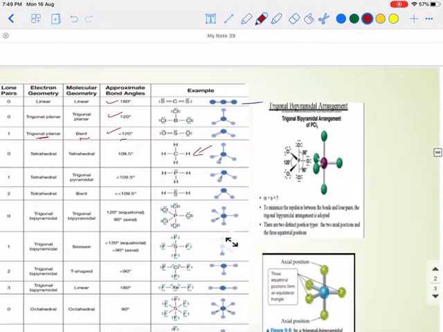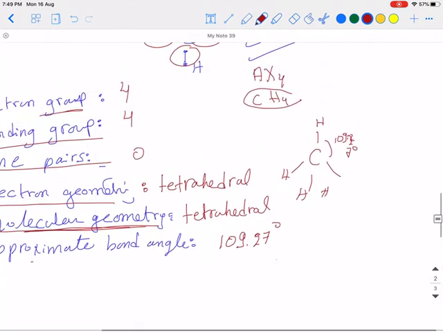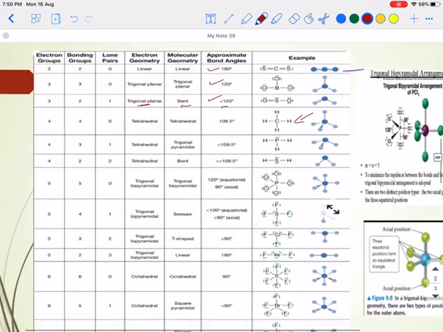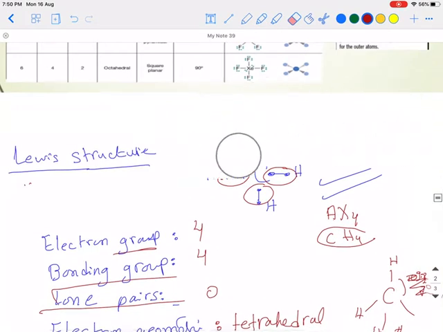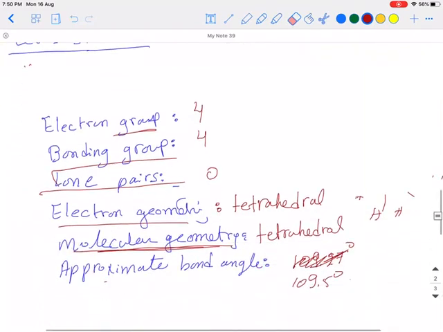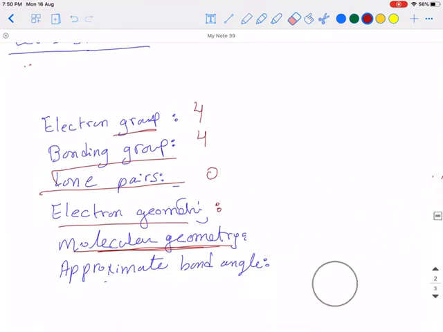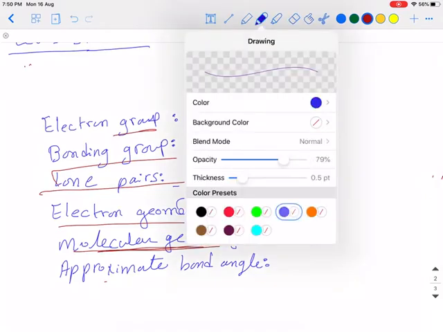Okay, so 109.5 here as per the example. So take this as 109.5 degrees, the angle in tetrahedral. So we discussed this example. Now let us move to another example, which is PH3, and see how we will answer the following questions as per the PH3 molecule.